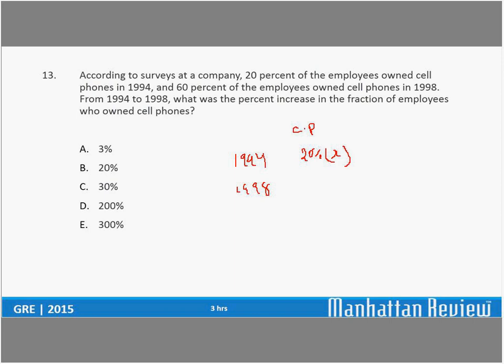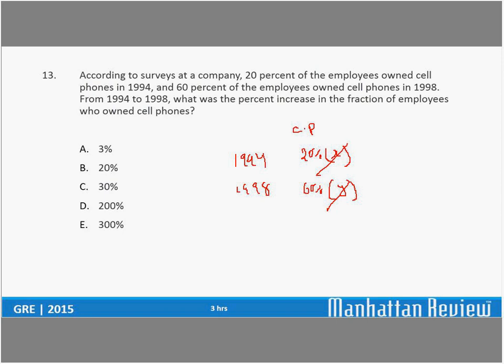60% of the employees own cell phones in 1998. So this is 60%. But what would the population be? It need not be the same X. It would be something else, some Y. Between 1994 and 1998, the population need not remain the same. The question is asking what was the percentage increase in the fraction of employees who own cell phones. Fraction, obviously, is 20 out of 100 and 60 out of 100. So this X and Y doesn't make any sense.